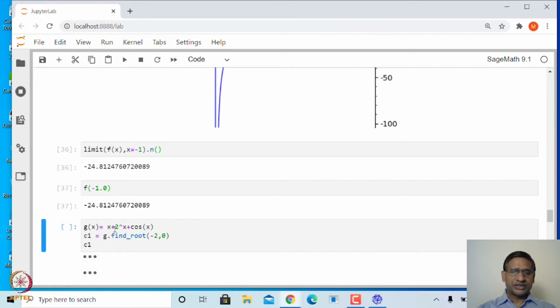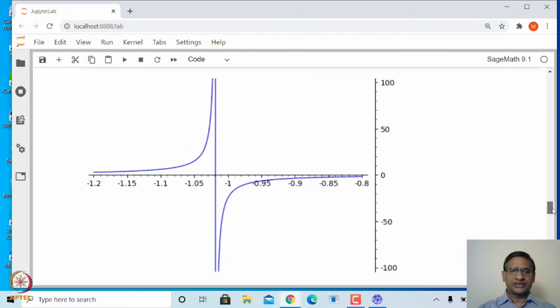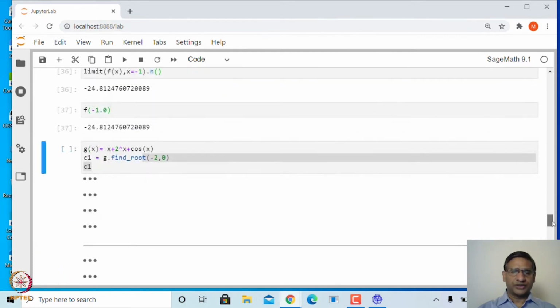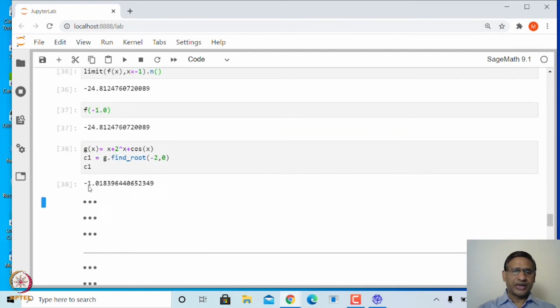First, let us define the denominator, which is x plus 2 to the power x plus cos x, as g x, and we can find the zero of this function using find_root. This finds a numerical root, but you need to give the interval in which you want to find a root. We already saw that between minus 2 and 0 there is only one zero for this. So, let us find that, and this is minus 1.01833 and so on, right.